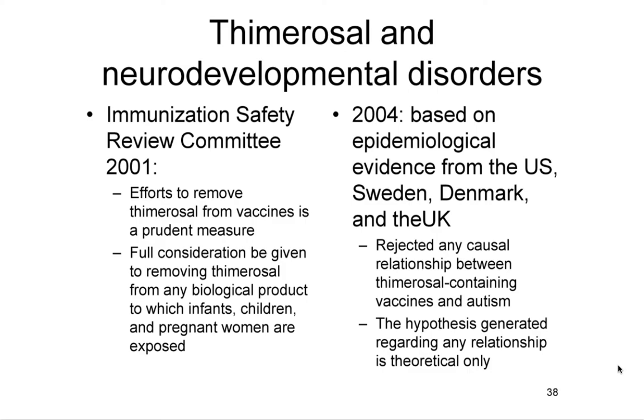The Immunization Safety Review Committee of 2001 recommended that they should try to remove thimerosal from vaccines. It would be a wise measure to follow. Full consideration was to be given to removing thimerosal from any biological product that is going to be given to children, infants, and pregnant women. Now, in 2004, based on epidemiological evidence from the US, Denmark, the UK, and Sweden, a multi-country study, they rejected any causal relation between thimerosal-containing vaccines and autism. The hypothesis generated regarding any relationship was considered to be only theoretical.